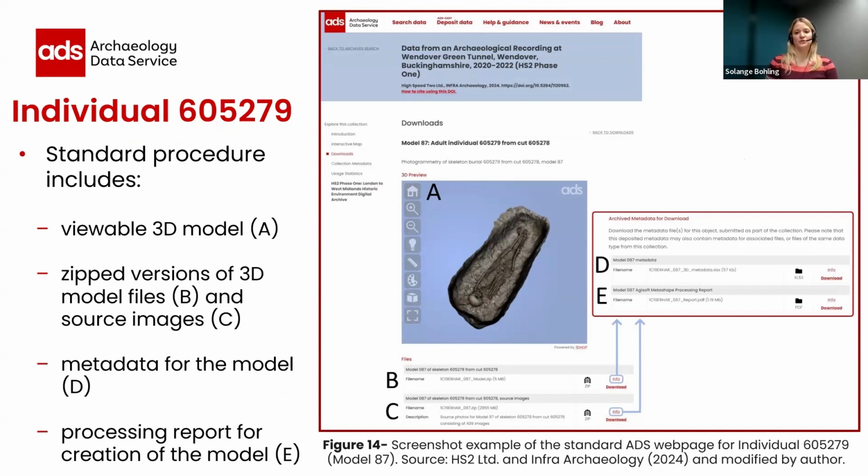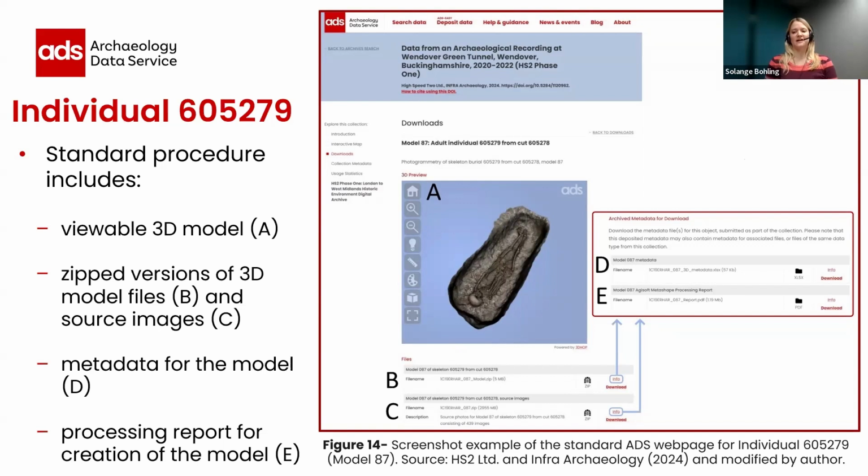For example, individual 605279 and/or their grave cut was represented by model 87, recorded in original context sheets, photographed for general excavation 28 times, photographed for photogrammetric purposes 439 times, represented by polygon data as an excavated feature and had associated point-based data in the GIS files, and was included in the post-excavation spreadsheet with information about small finds, orientation, preservation, adult status, presence of pathology, etc.